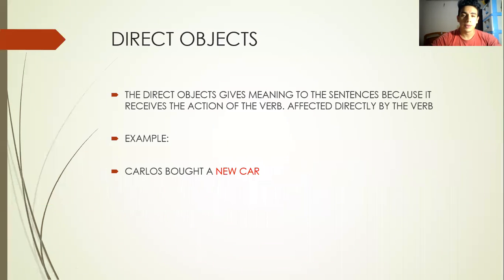So let's start. Here we have the direct objects. The direct objects are nouns, proper nouns or pronouns that receive the action of the verb in a sentence. So it's basically affected directly by the verb. We can see this example: Carlos bought a new car. So the direct object here is new car because it's receiving the action of the verb bought.